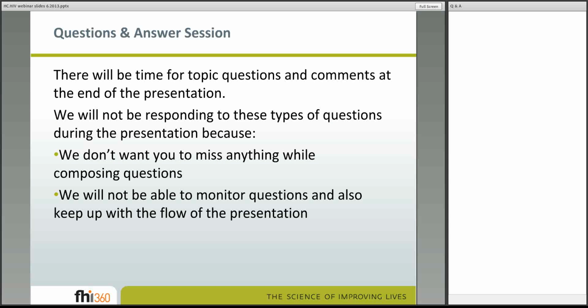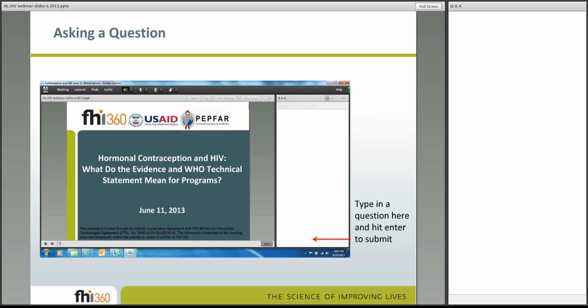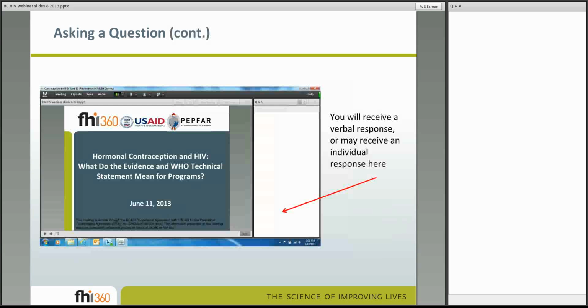There will be a time for question and answers at the end of the presentation, but we won't be responding during the presentation because we don't want you to miss anything while you're composing questions. Also, it's impossible to monitor the questions and keep up with the flow of the presentation. When we do have time for questions, you'll be typing a question into this question and answer pod and hitting enter to submit your question. You will either receive a verbal response or an individual response here in this question and answer pod.